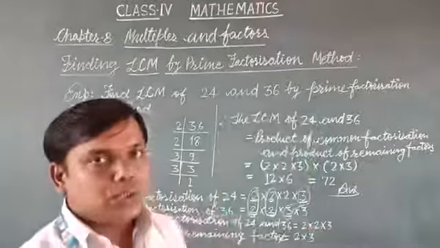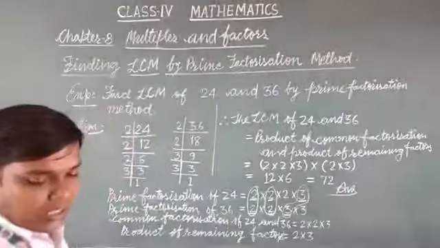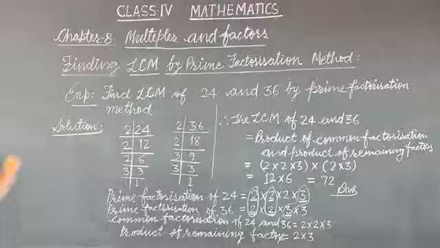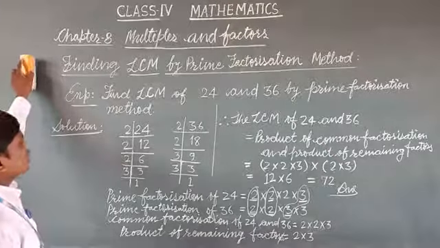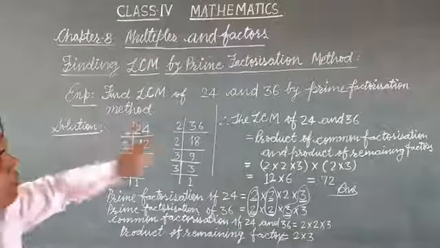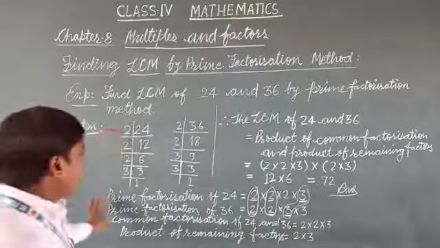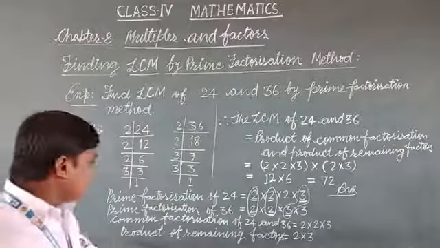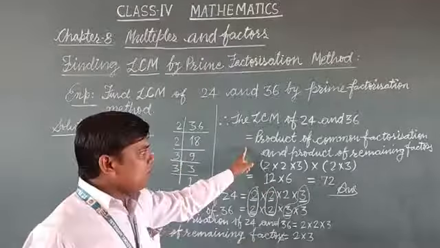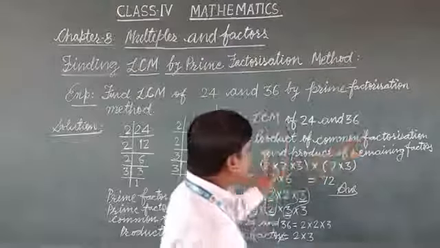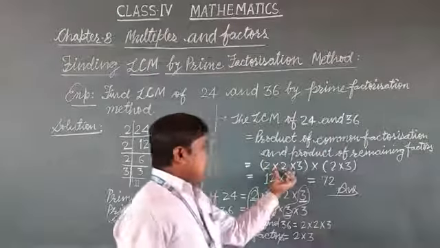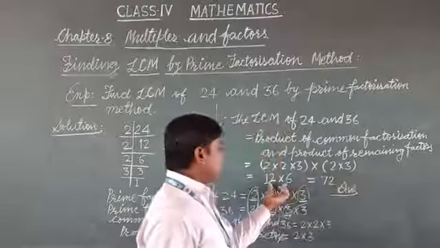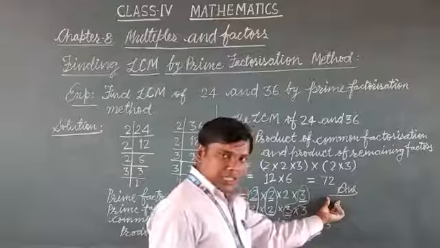Now I am going to tell you some problems based on HCF and LCM. I am going to erase this one. Once more you see, to find the LCM by the prime factorization method, we write the prime factorization of the given numbers, then we write the common factorization of the numbers, and we write the product of remaining factors. LCM will be the product of common factorization and product of remaining factors. So here we have common factorization and here the product of remaining factors. When we multiply these two, we will get the required LCM.